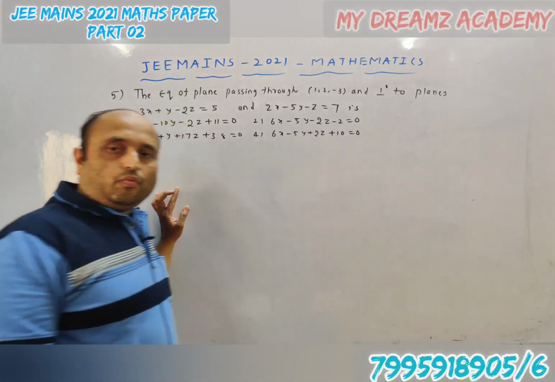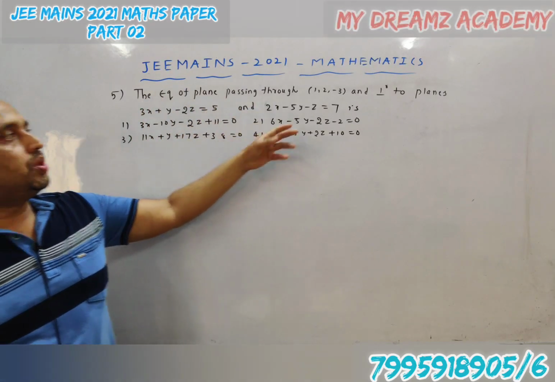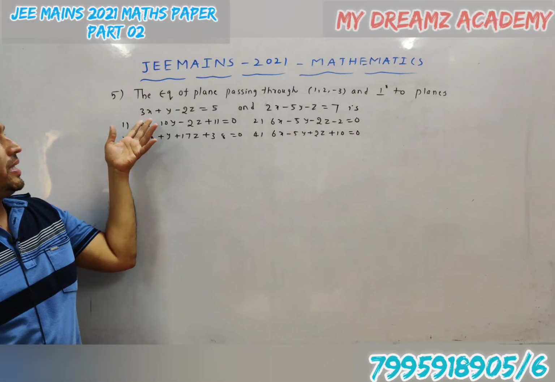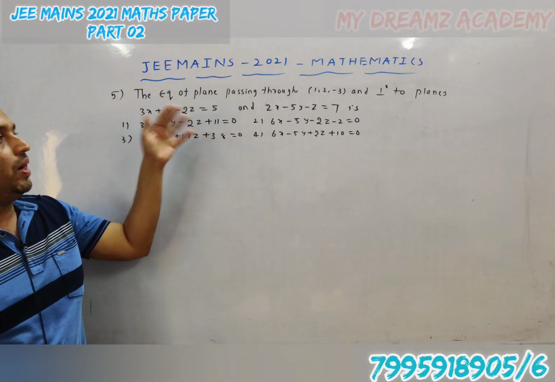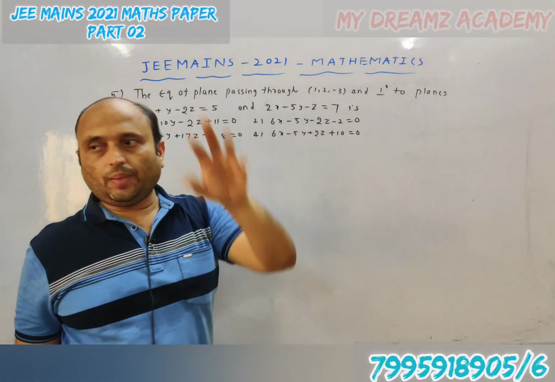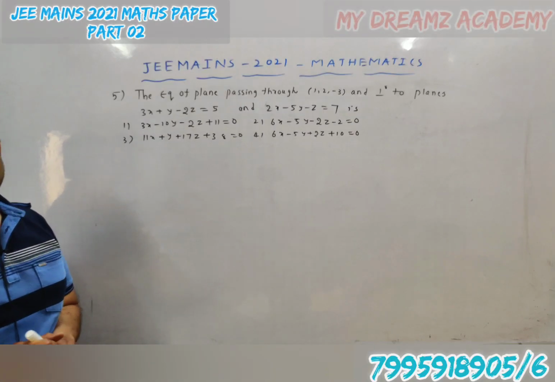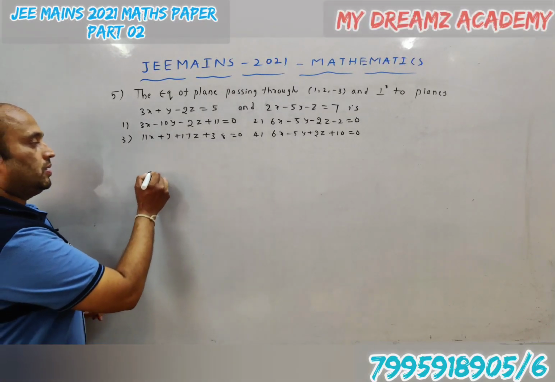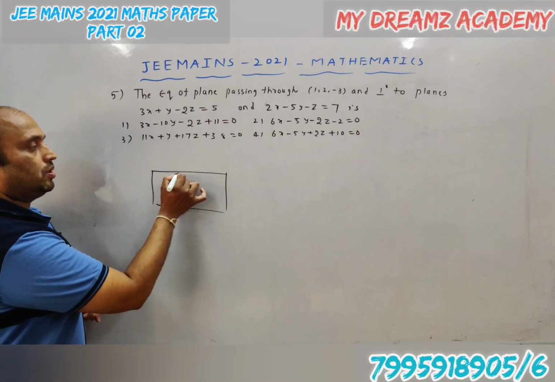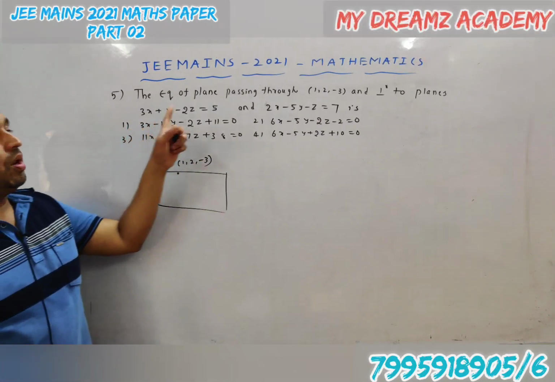So, fifth question from planes. The equation of the plane passing through (1, 2, minus 3) and perpendicular to the planes 3x plus y minus 2z is equal to 5 and 2x minus 5y minus z is equal to 7 is. Our required equation of plane is passing through the point (1, 2, minus 3) and perpendicular to two planes.